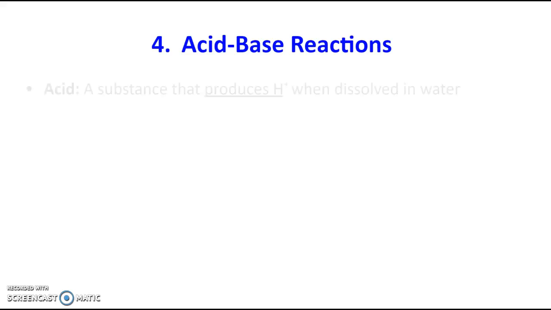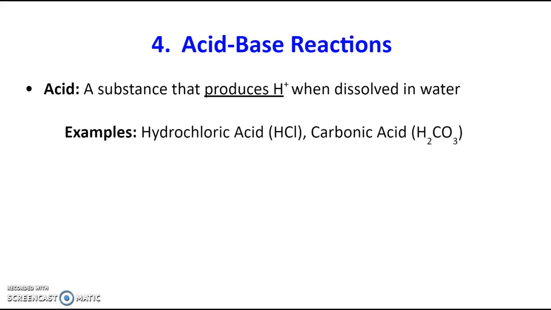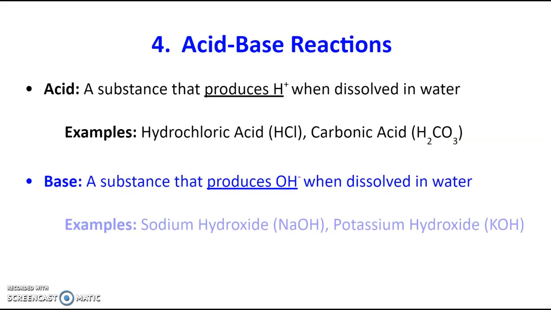Okay, acid-base reactions. We've talked a little bit about acids, right? They're substances that produce hydrogen plus when they get dissolved in water. So hydrochloric acid, carbonic acid, we talked about this a lot in naming. A base is a substance that produces an OH minus when dissolved in water. So it produces hydroxide. Some examples of that are sodium hydroxide, potassium hydroxide, things that have hydroxide in them. So that's a base.